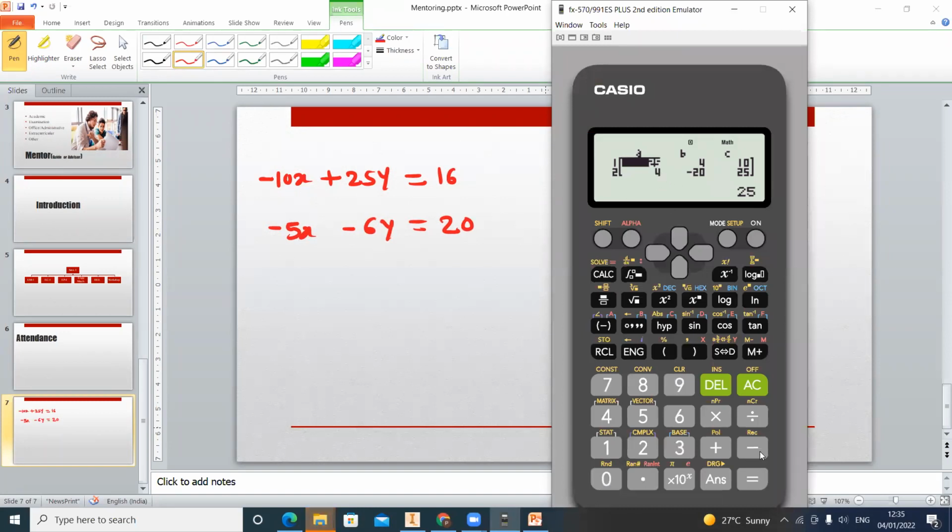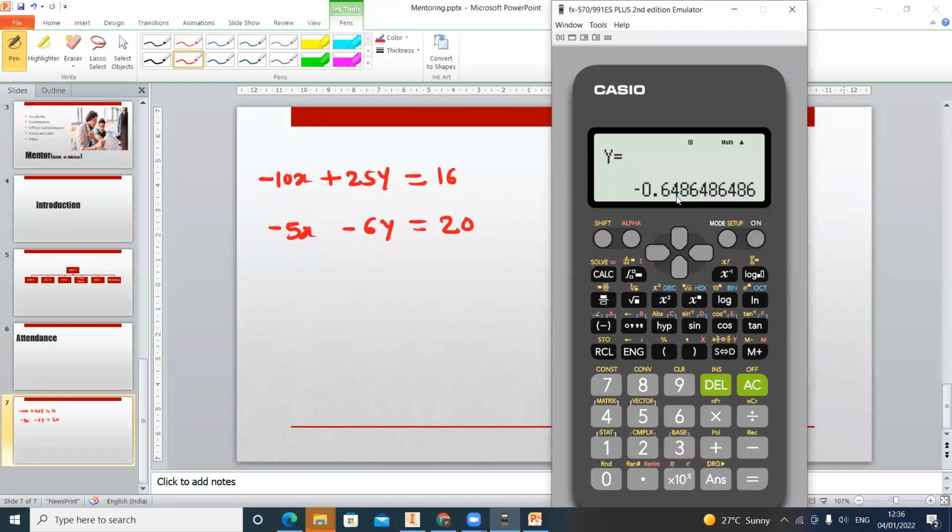So first is minus 10, equal to, second is 25, and third is 16. Second equation, minus 5 equal to, minus 6 equal to, and 20 equal to. Again press equal to solve this equation. Your first answer is minus 3.22 and your second answer is minus 0.64. This is how you can solve a simultaneous equation with two variables.